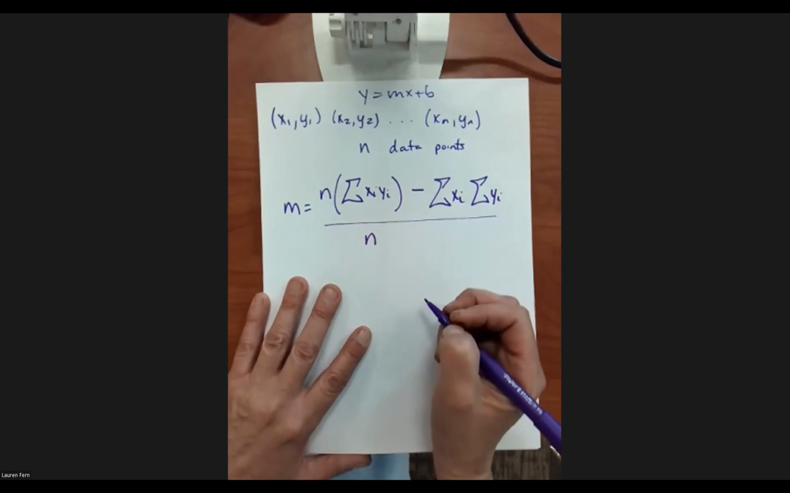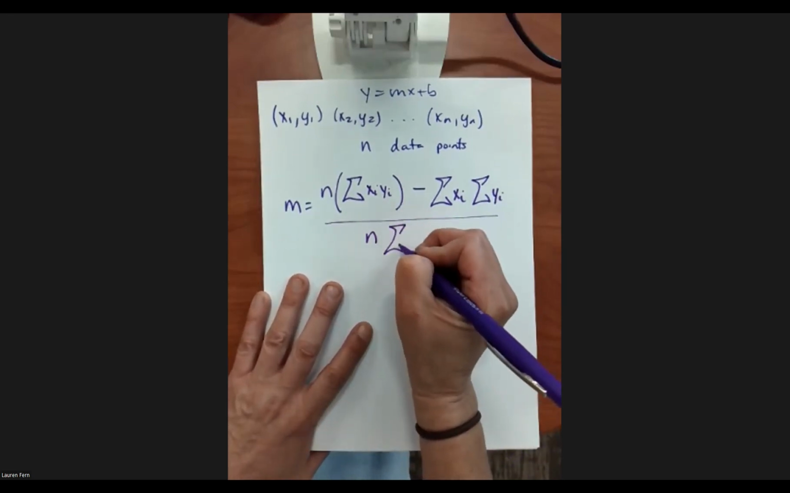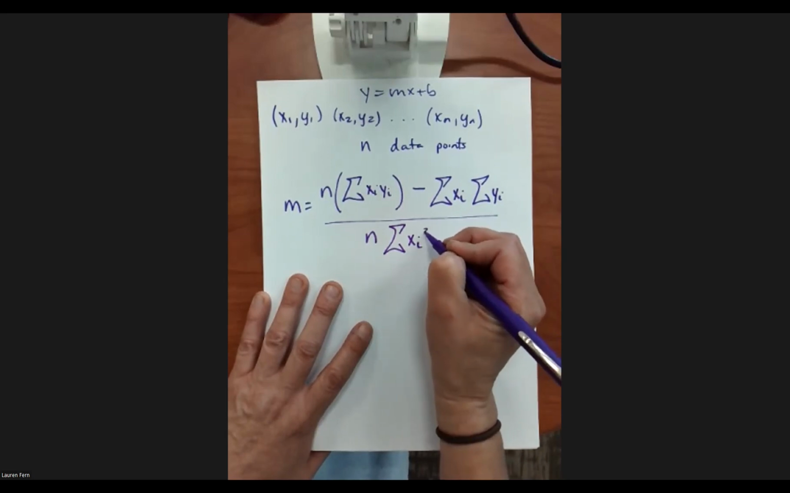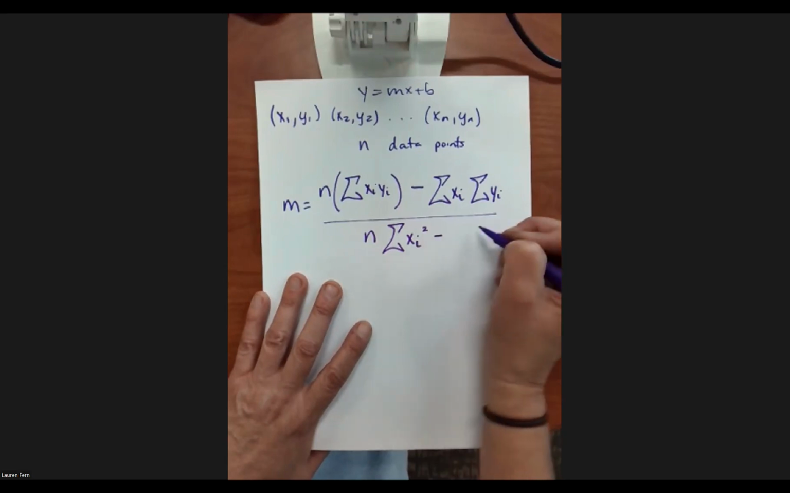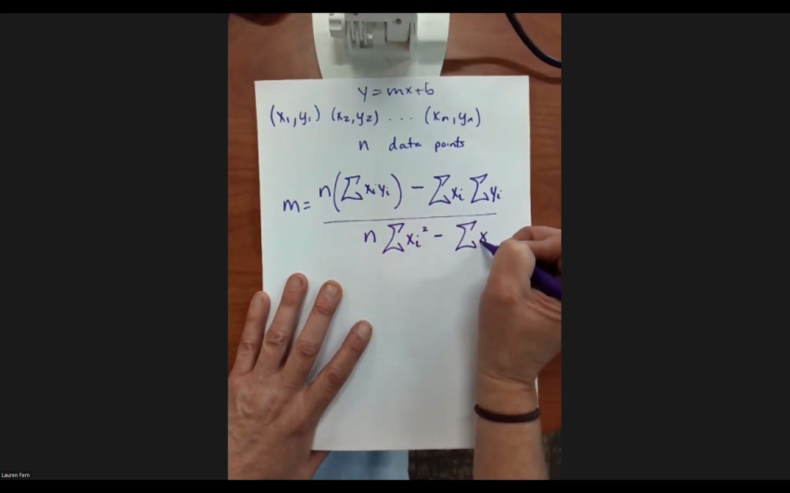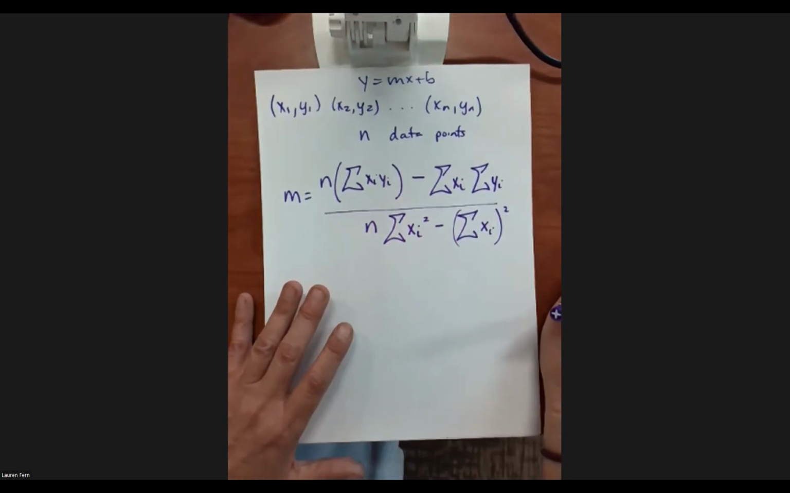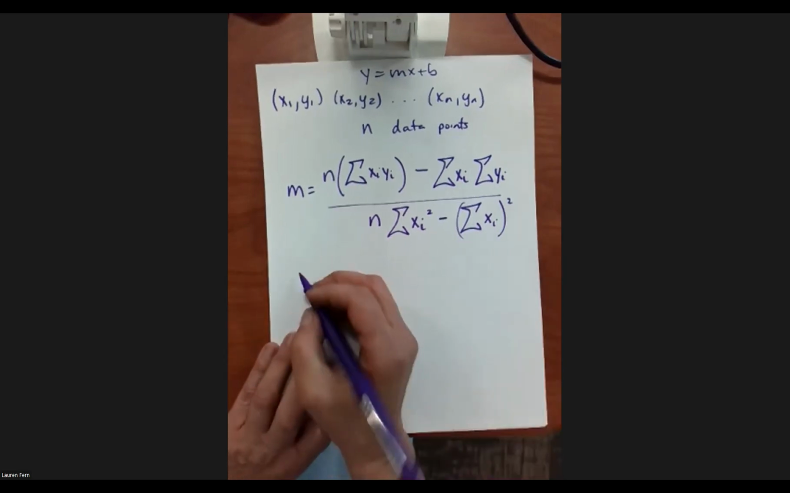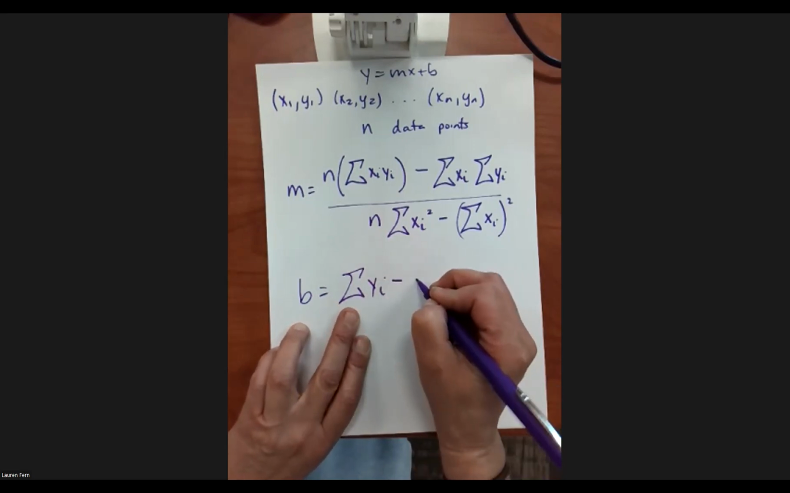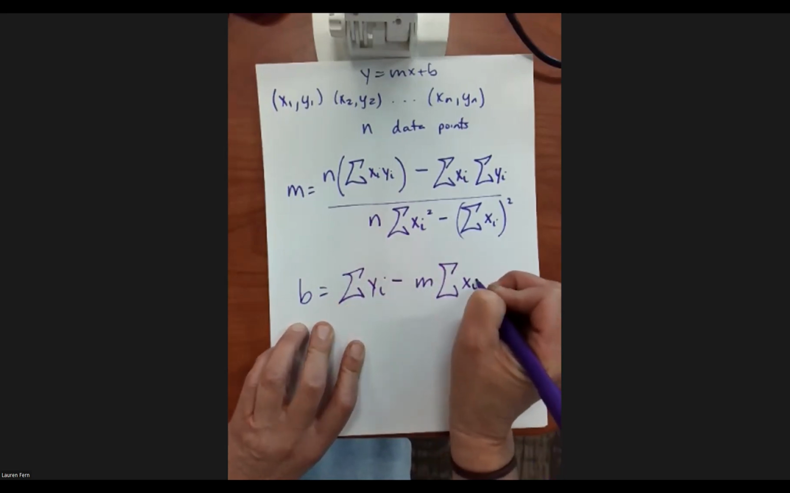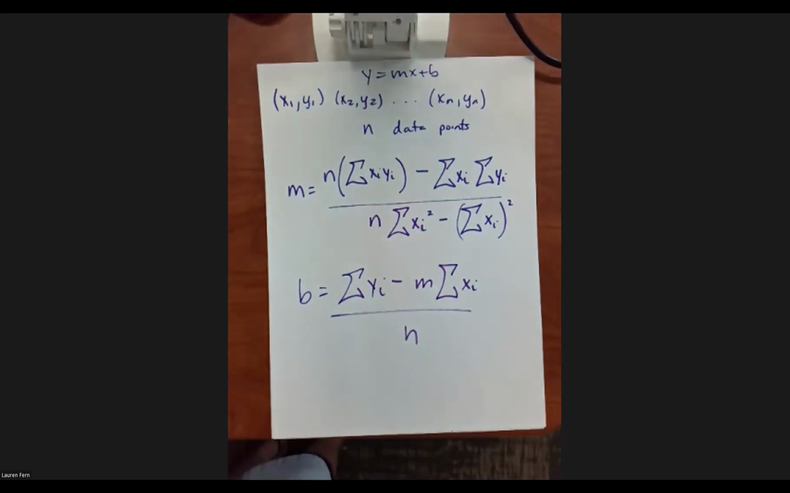And that's divided by the number of data points times the sum of all of your x values squared, minus the sum of all of your x values, squared. And to find your b value, you take the sum of all the y values minus the slope times the sum of all your x values, and you divide that by the number of data points. Now, do you see why we're really thankful for technology?